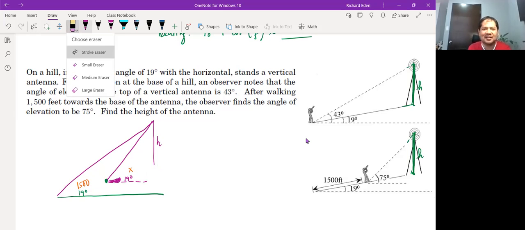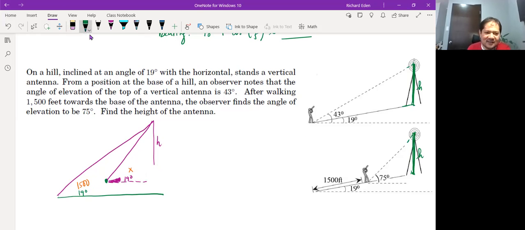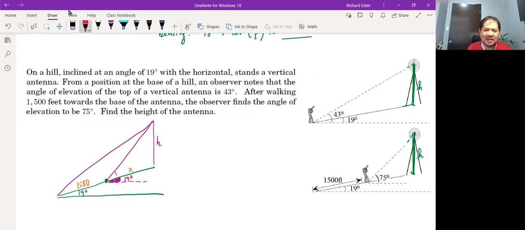Oh, it removed the green incline. Undo, undo. Okay. Realization. So this is gonna be red. 75 minus 19, right? What's that?